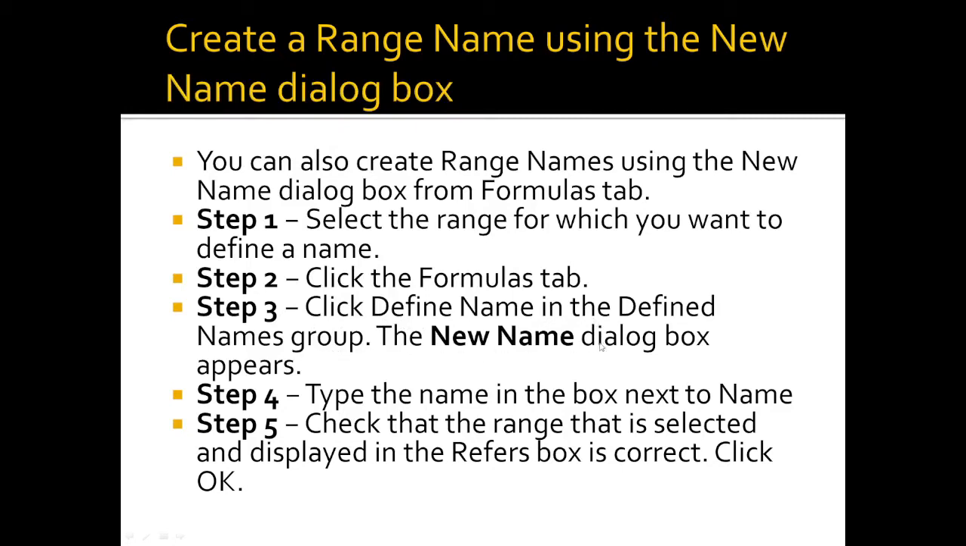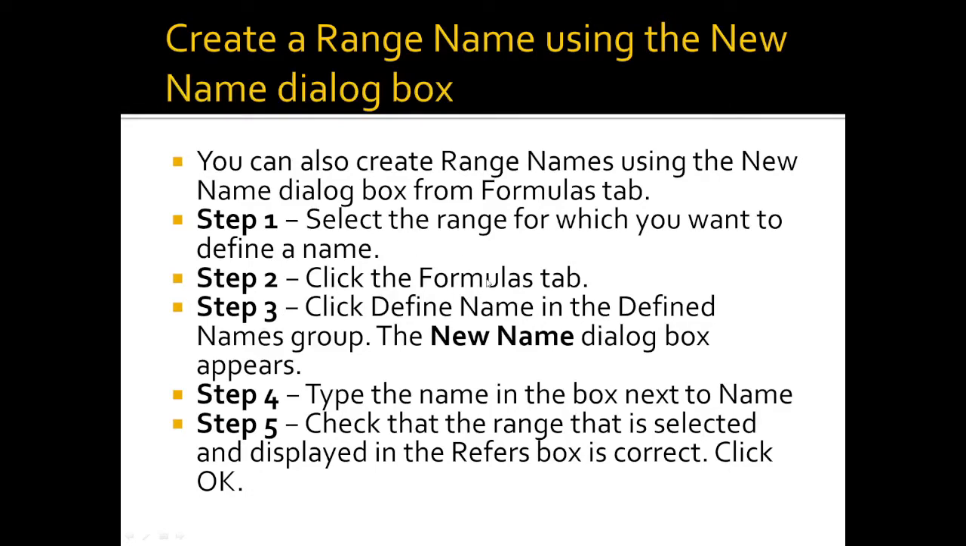The New Name dialog box appears. Then step number 4, type the name in the box next to Name. Then step 5, check that the range that is selected and displayed in the first box is correct, and then you just click OK. So let's go through these steps again.